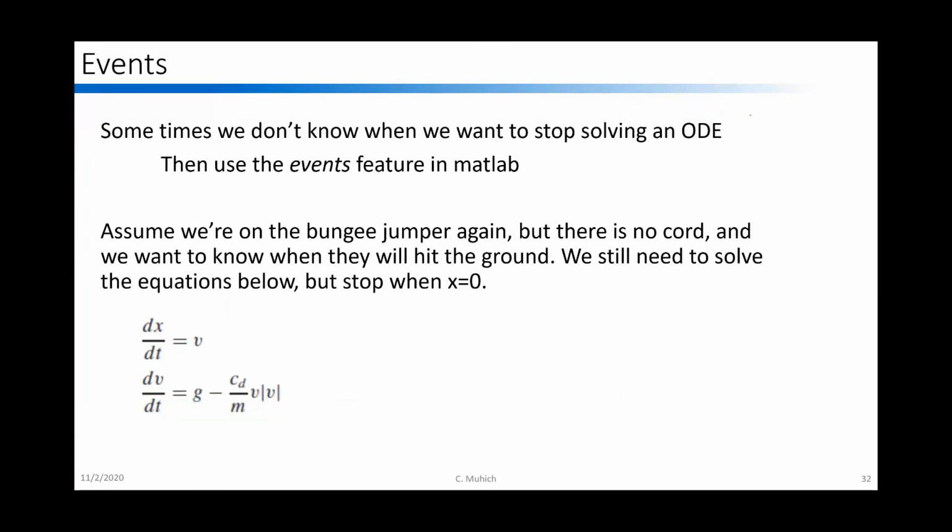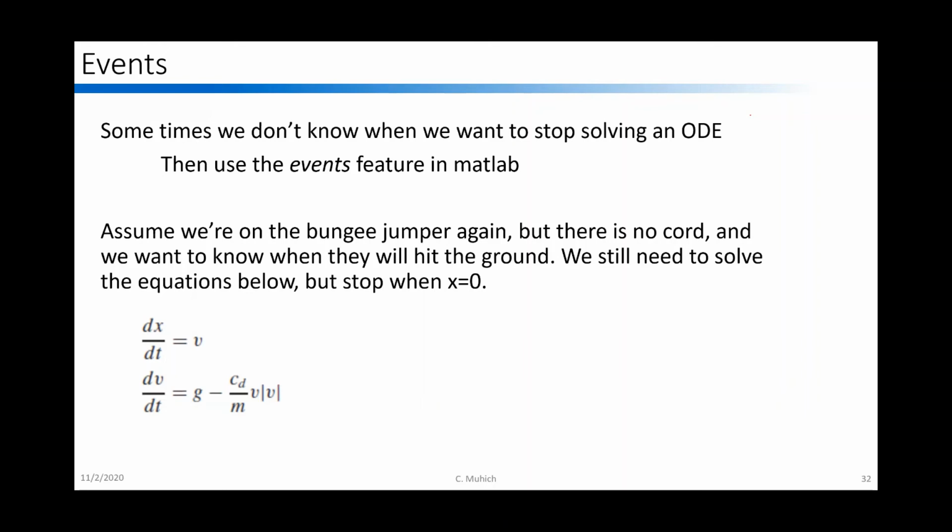The other thing that we want to consider when writing MATLAB code is something called an event. An event is going to be used when we don't know when we want the ODE solver to stop. Let's take an example and you'll see where we're going with this. Let's assume that we're going to look at a bungee jumper, but this time there's no cord and we want to know when they're hitting the ground. In this case, it's not so much a bungee jumper as a plummeter. We don't know how long it's going to take them to hit the ground, but once they do, we want MATLAB to stop.